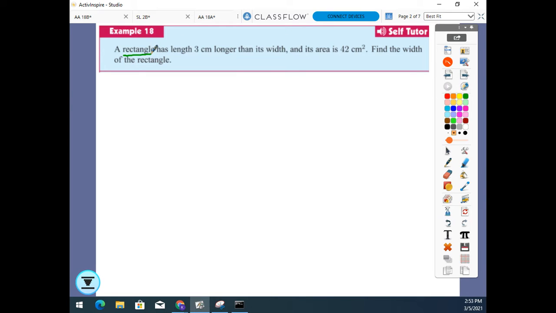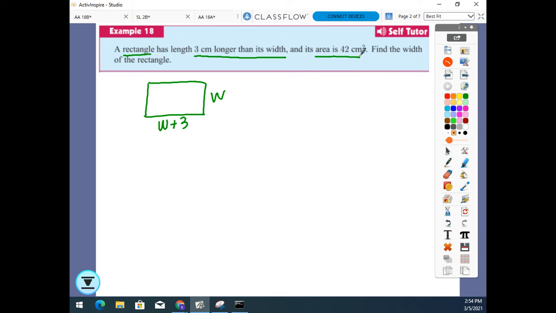So this says a rectangle. So I'm going to start by drawing a rectangle. The length is 3 centimeters longer than the width. So notice the length is in terms of the width. So I'm just going to call the width W because I don't know what that width is. If the length is 3 more than that, it's like you start with the width and add 3 to the width to get the length.